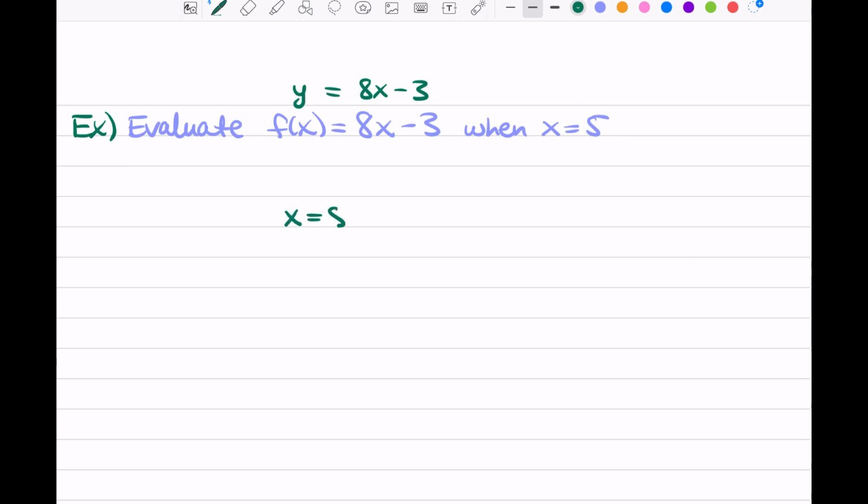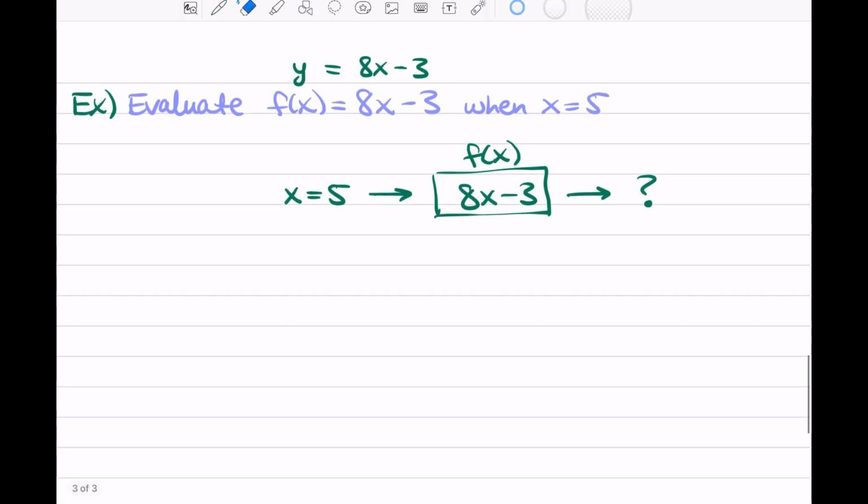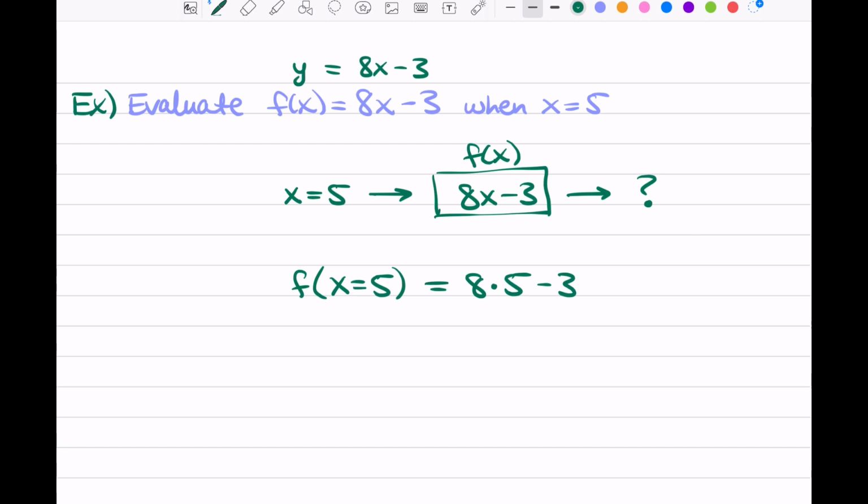Back to our pizza example, we have our ingredient x equals 5. It goes into our oven, where it gets 8x minus 3. This is our function, oven, function machine, and we want to pop something out. So let's do that. Let's say we have f, and then we put our ingredients in, x equals 5, and then out pops 8 times 5 minus 3. And then we get 40 minus 3, and that equals 37.